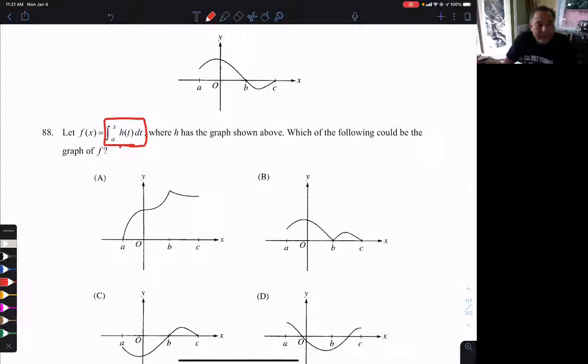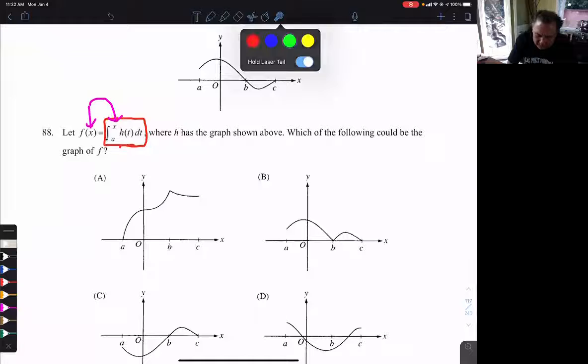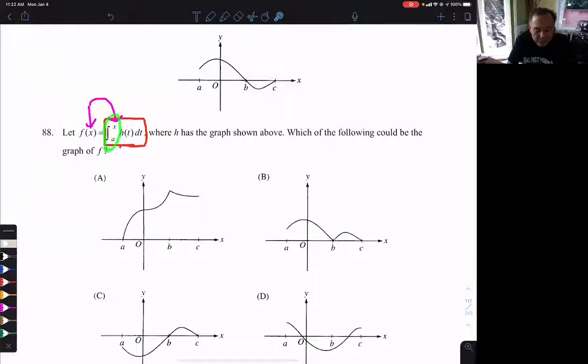So this was an area function, right? If you look at it, whatever value of x you plug in here, that x is that x. And basically it's the net area from A to whatever value you plug in there. So where h is the graph above, this is h of x. And so A is over here.